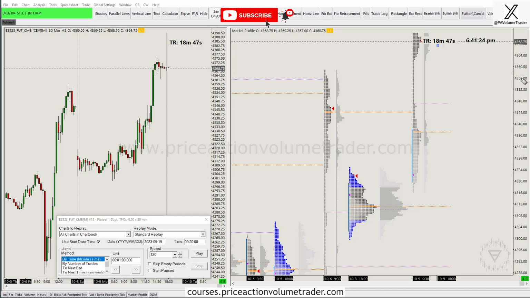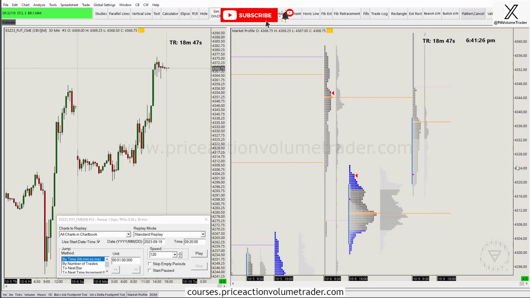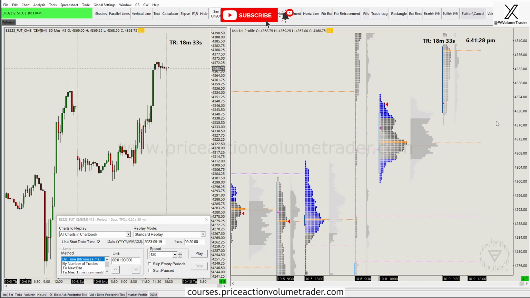Okay? Other elements you can see marked here on my market profile: we have this pink dot. This is the start or the open. And this red triangle is going to be the close on each profile.